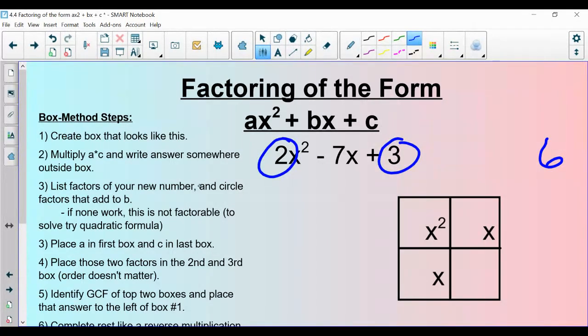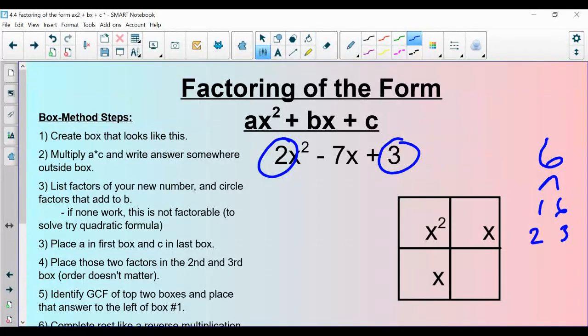Then we list the factors of this number. There aren't very many. This isn't a very big number. There's only 1 and 6, and 2 and 3. So your next task is to find which factor pair could add or subtract to negative 7. Well, 2 and 3 could never add or subtract to negative 7, and 1 and 6 could.